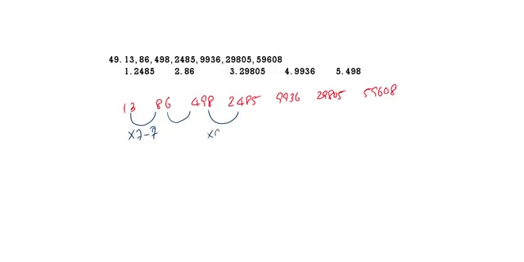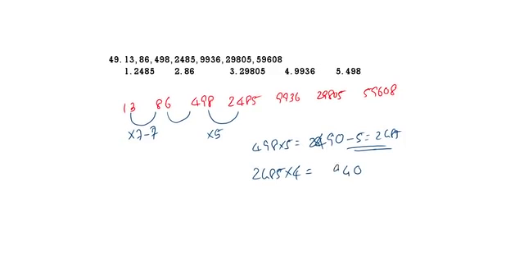498 into 5. What is 498 into 5? 2490 minus 5, 2485. This will be minus 5. Then see the next one. 2485 into 4. 5 fours 20. Then 4 fives 20, 34, 19, 9940 minus 4, 9936. So this is correct, also this is correct.